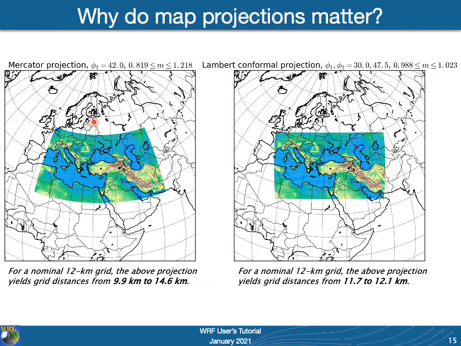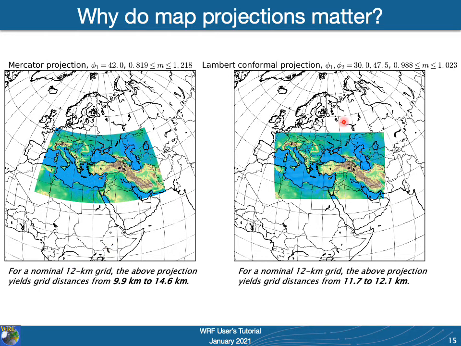Now the model simulation domain on the left was set up in the Geogrid program using a Mercator projection with a true latitude of 42 degrees north. And with this choice of projection and true latitude, we get map scale factors that range from about 0.82 to 1.22. And if we had chosen a nominal grid distance for our simulation domain of 12 kilometers, this would mean that we actually have geographic grid distances in our domain that range from about 9.9 kilometers all the way up to 14.6 kilometers. So quite different from our nominal distance of 12 kilometers.